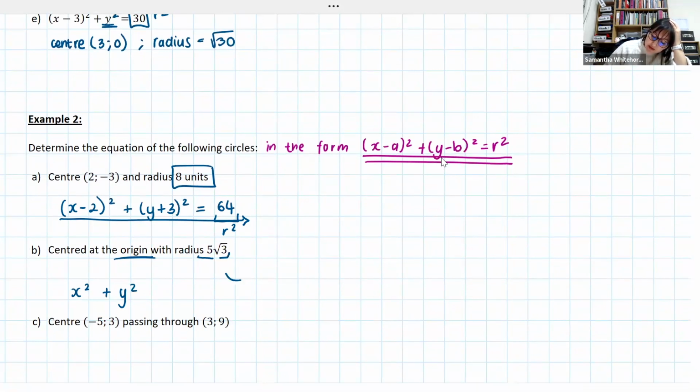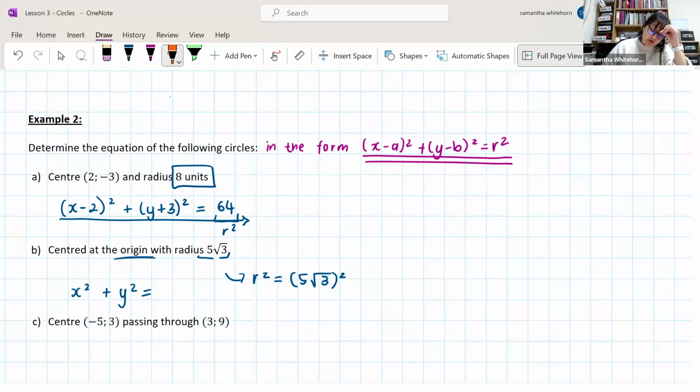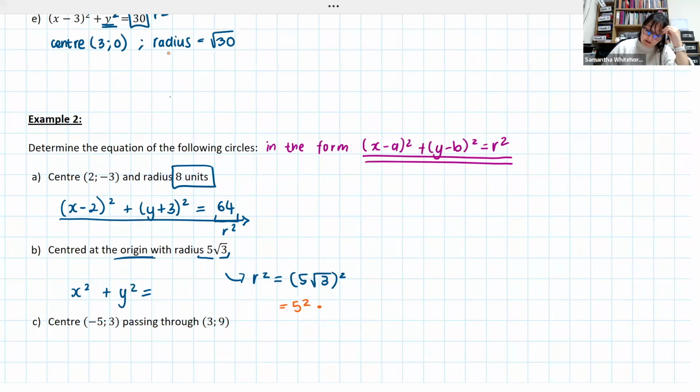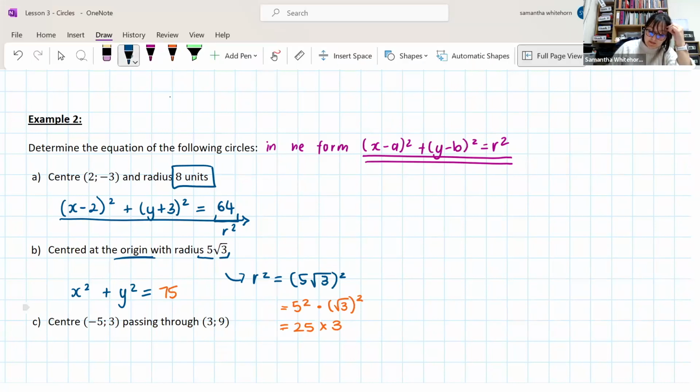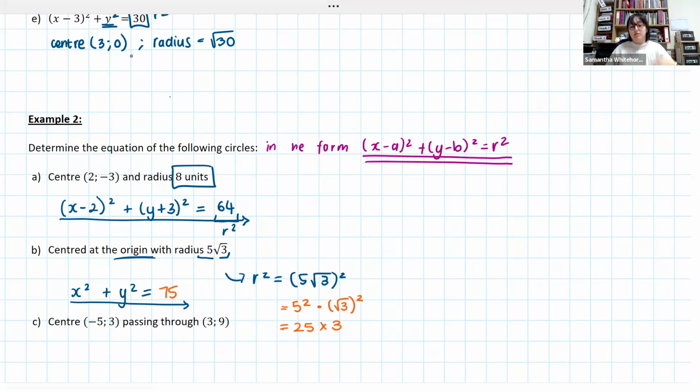Our radius is 5 root 3, which means to get r squared, we would need to square 5 root 3. Now guys, just do that on your calculator. There's no need to be fancy. If you want to know why you get what you get, remember this is a distributive law of exponents. So you're squaring 5 and you are squaring root 3. So you've got 5 squared, which is 25, times root 3 squared, which is 3, and 25 times 3 is 75. I would just do it on my calculator. You don't need to do it by hand like I've just done, but that's why you get what you get.